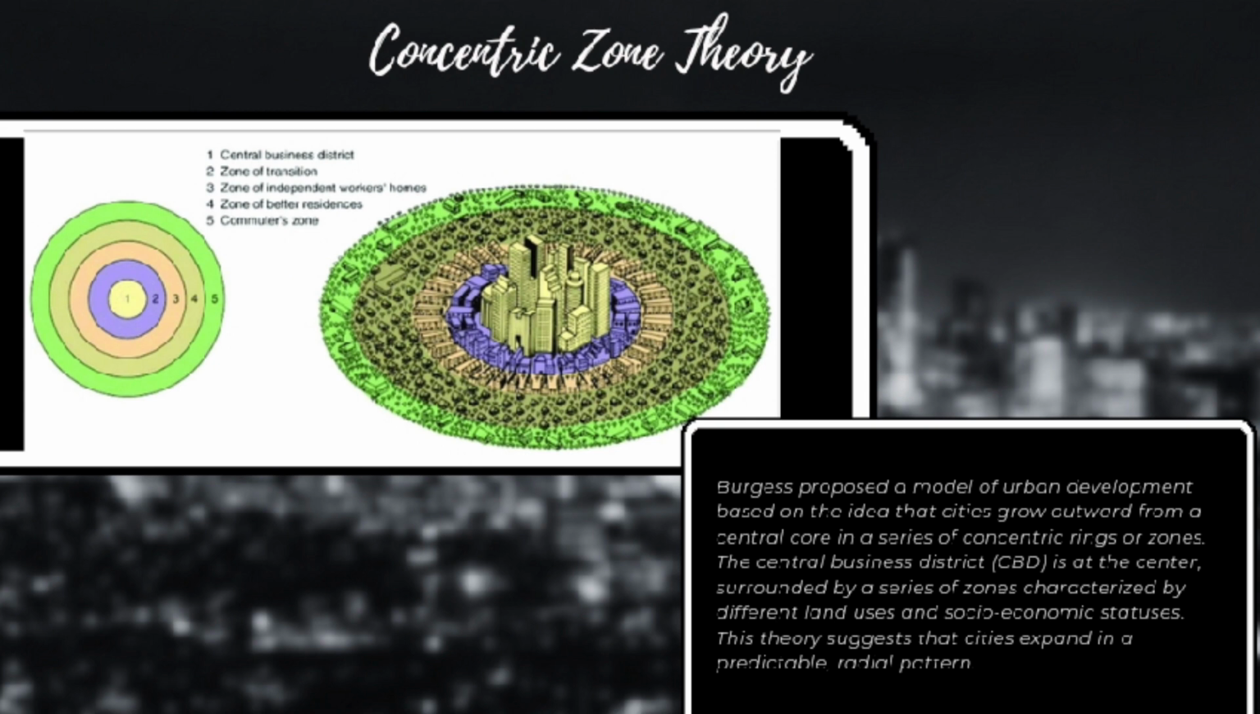So as what you see here in the center, this is the Central Business District. It has the highest land value. Then the violet one, the second zone, is the zone of transition, a mixed residential and commercial zone. The third one is the zone of independent workers' homes.